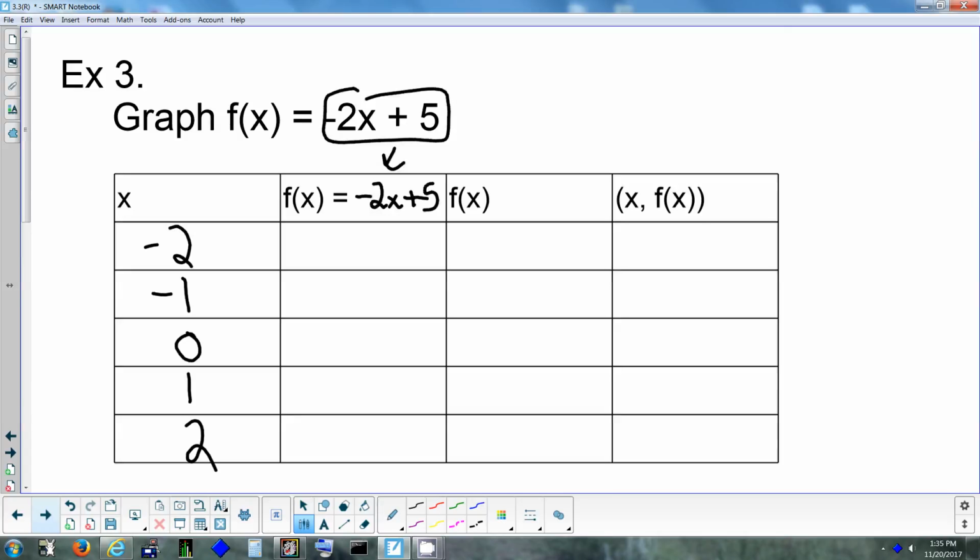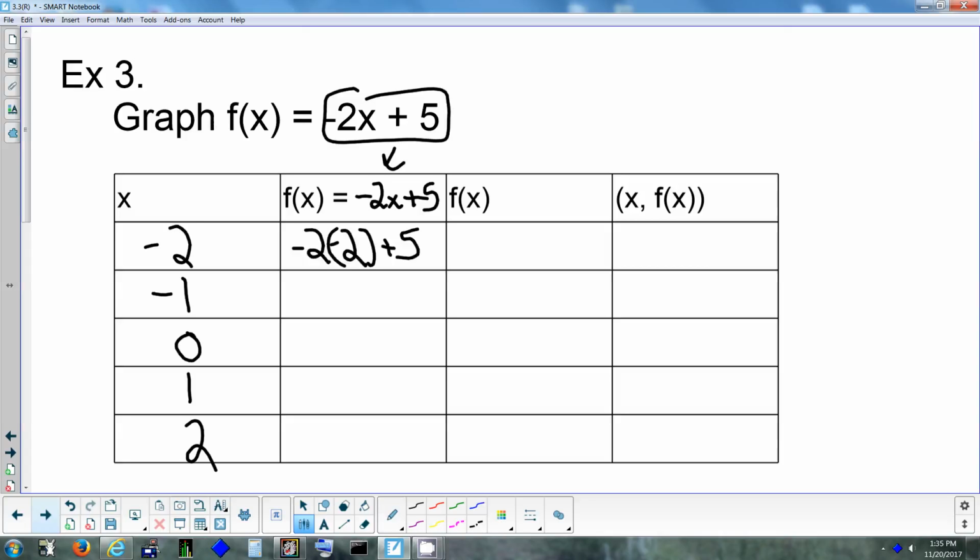Someone tell me what I'm going to write in this first box. Joe? Would it be f? We don't have to write f of x every time. Let's just write the function. So it'd be negative 2 times negative 2 plus 5. Yeah. So what'd you do, Joe?